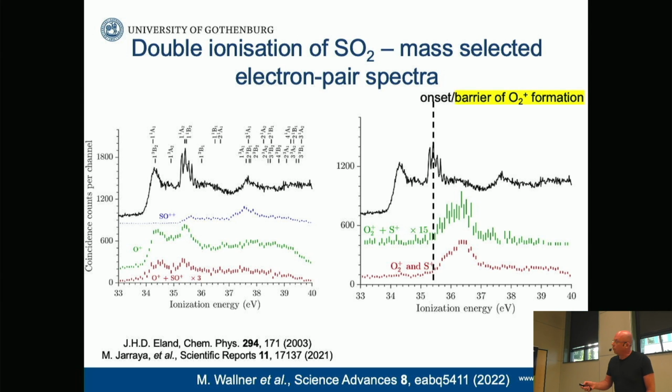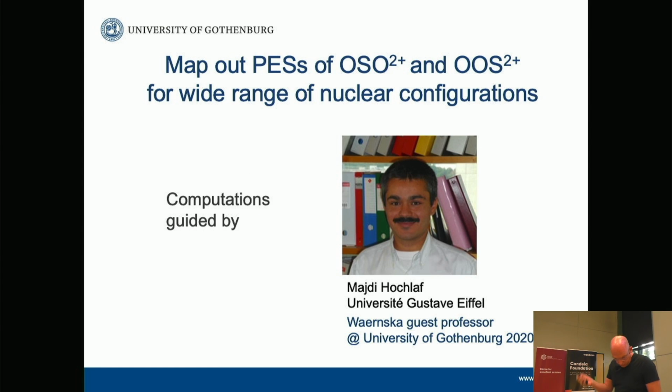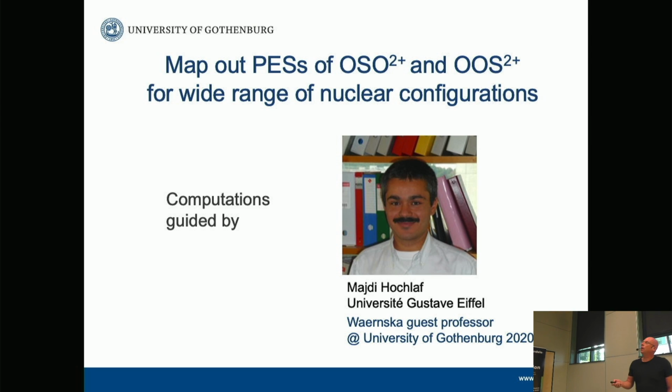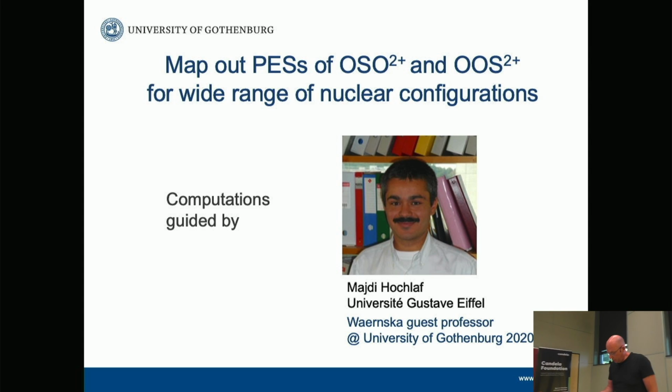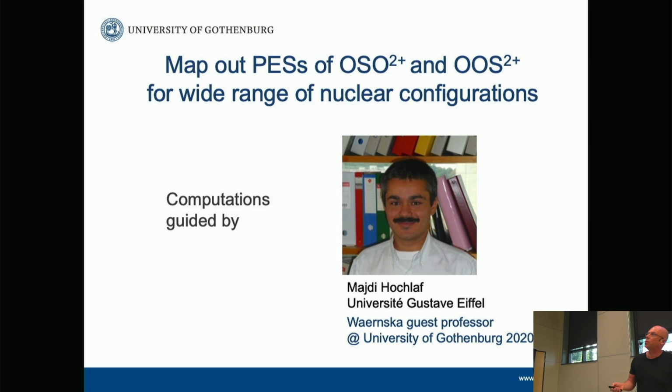One point which is quite important for the remaining part of my presentation is the energy onset of this formation of O2+. It's around 35.5 eV. And in order to get an understanding of it, we of course need theoretical support. In this case, we got the theoretical support of Max de Hoekla from Paris. He came to us in Gothenburg during the pandemic, and this is where we could focus on that particular approach.